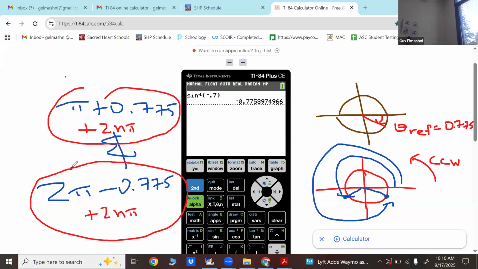Okay, and it's here and here, Q3, Q4. So half rotation plus 0.775 or full rotation minus that. That's why I put pi plus 0.775, 2 pi minus 0.775. And of course, in a general solution, I can do that. Now, if I want the second positive answer, of course, I'm going to go with 2 pi minus 0.775. That's the second time it becomes positive. So I'll state that as my answer for the second positive solution.